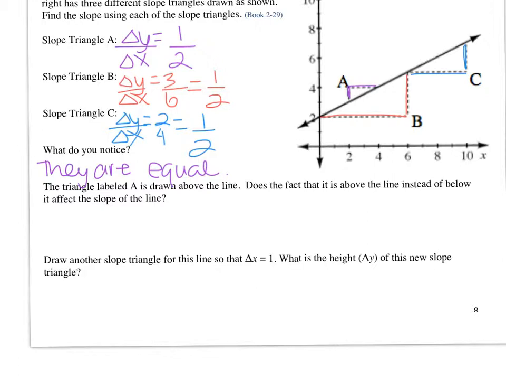So the triangle labeled A is drawn above the line. Does the fact that it is above the line instead of below affect the slope of the line? So no, it doesn't affect it.